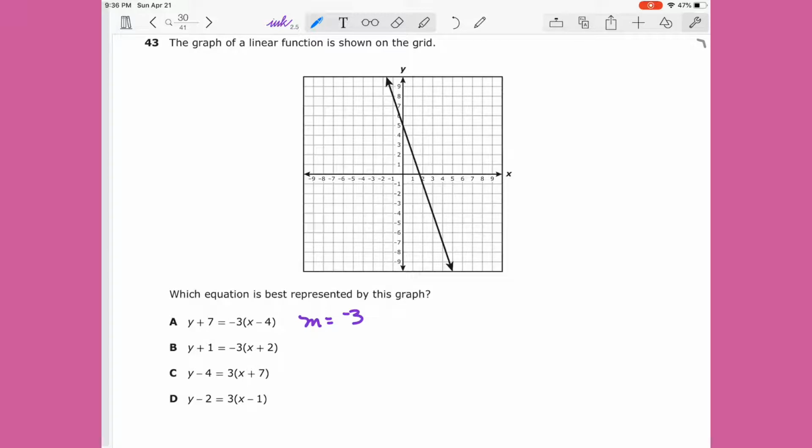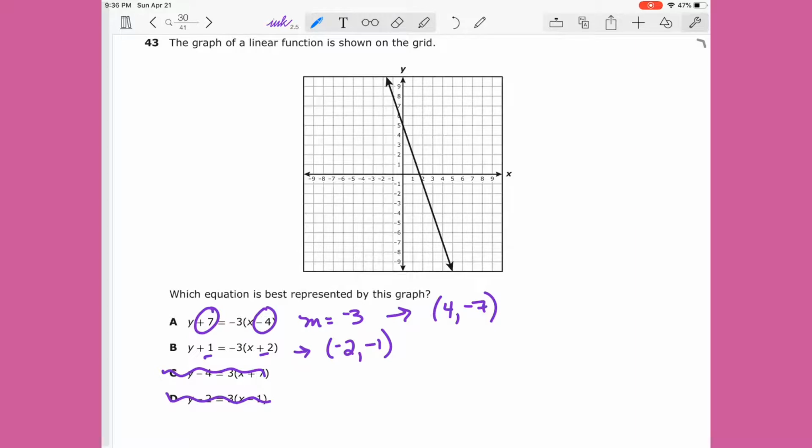So let's see what our slope is: negative. So we can eliminate C and we can eliminate D. Now we need to look at whether either of these points, this X and Y value there, works. When I take that out, that's going to become -2, -1. And when I take -4 and 7 out, that's going to become 4, -7.